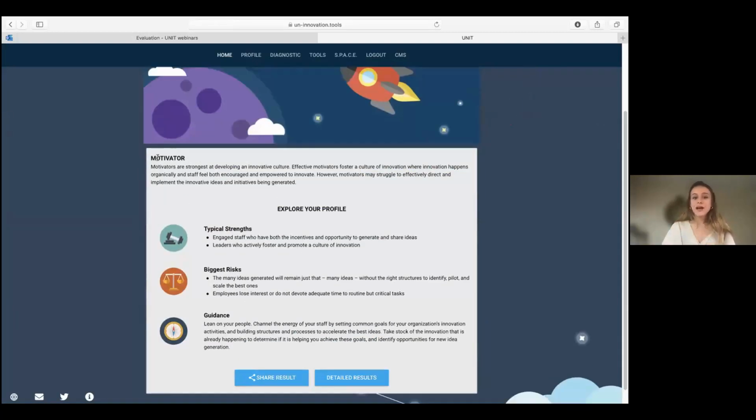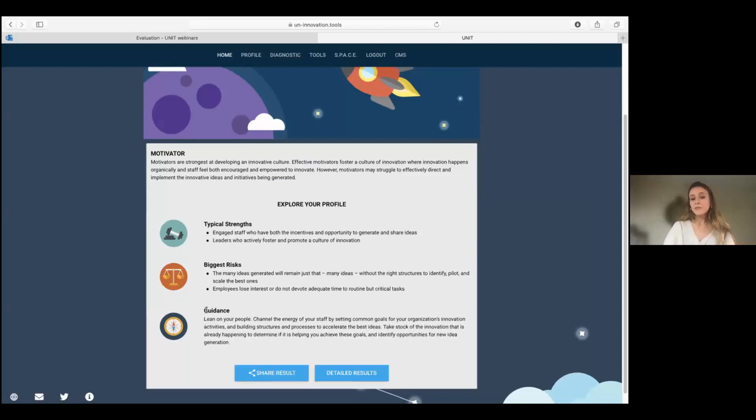After you have your profile, you also have a description of this profile. Motivators, for instance, are strongest at developing an innovative culture. You can also explore that specific profile further, reading the typical strengths as well as the biggest risks of this profile, and having further guidance on next steps after conducting this assessment.